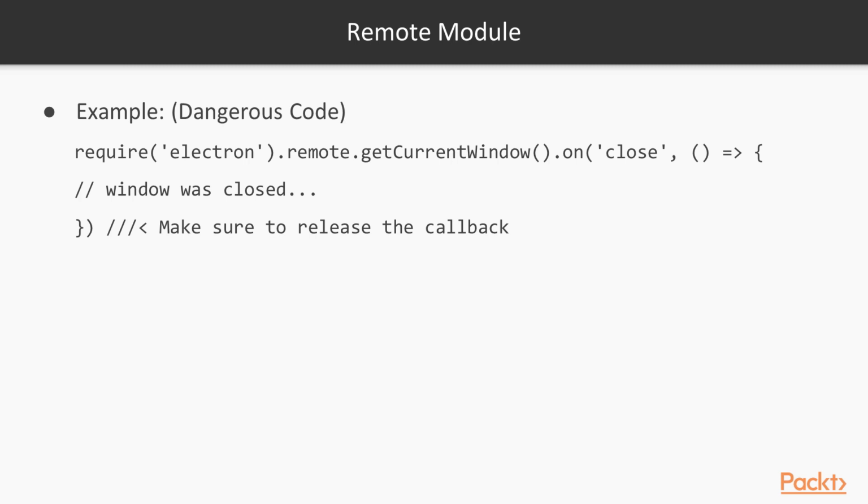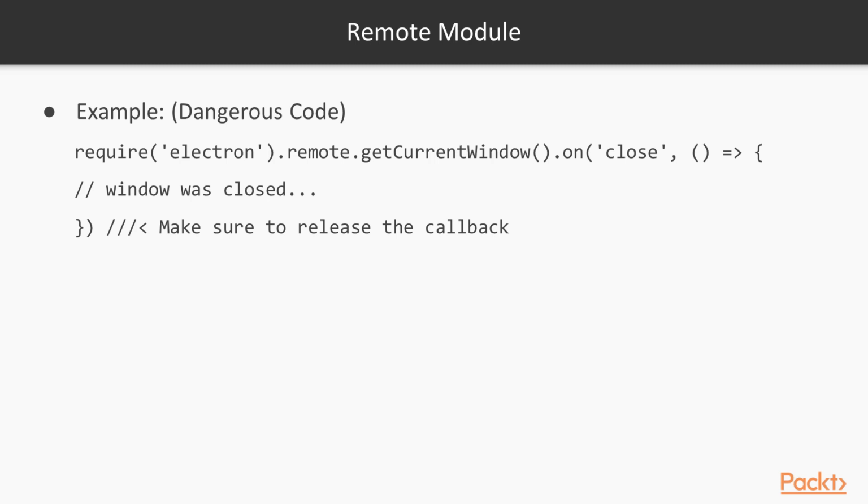Here's an example of dangerous code. It looks pretty much innocent, but it is super dangerous to deal with. So here we are requiring Electron and we are using the remote module inside of it. Then we're just calling getCurrentWindow. We're getting the current running focused window instance. Then, since it is an instance of the EventEmitter class, we can listen for a specific event and we can emit events too.